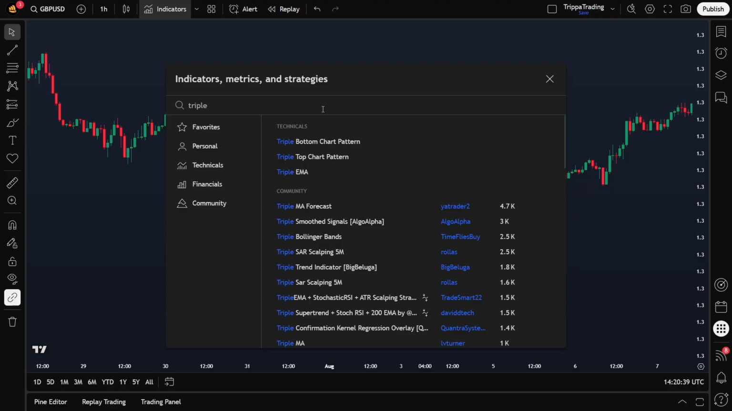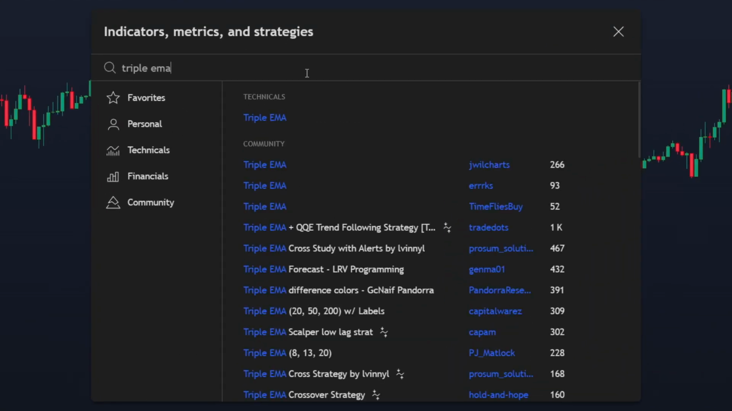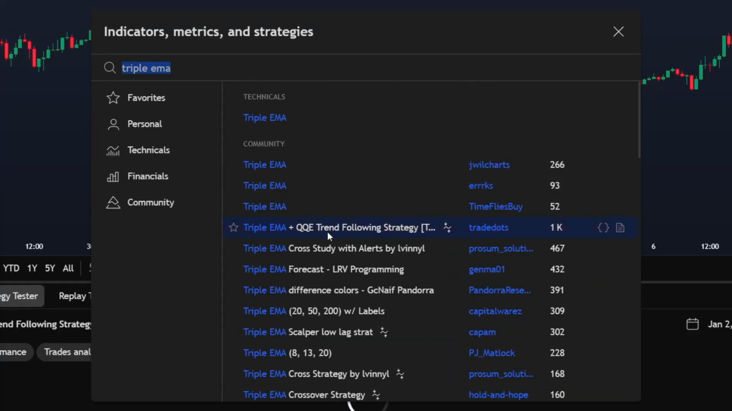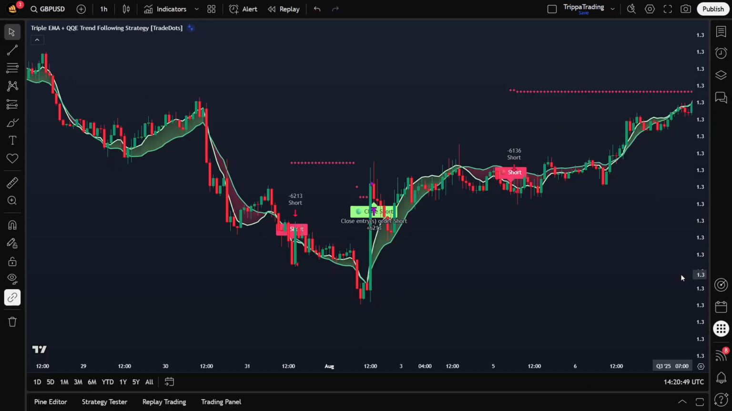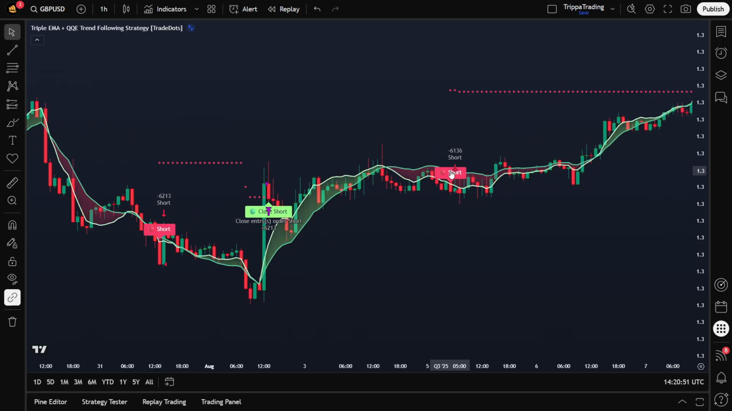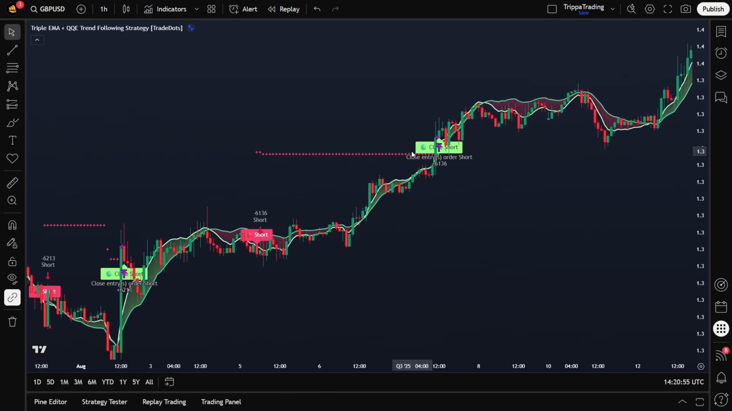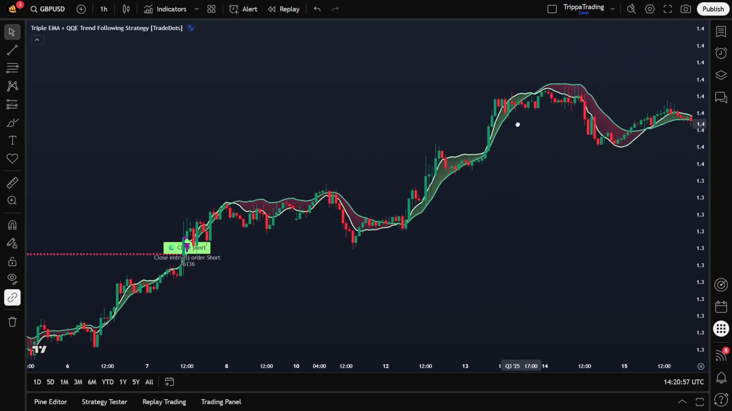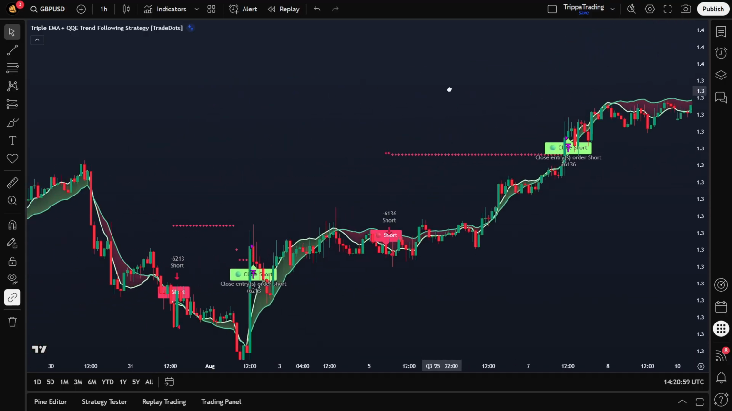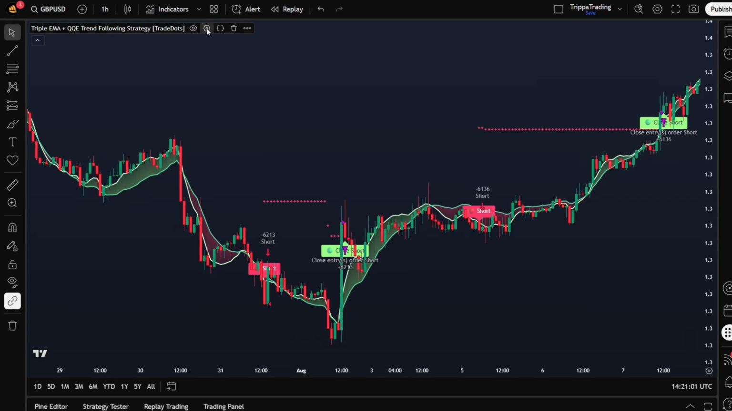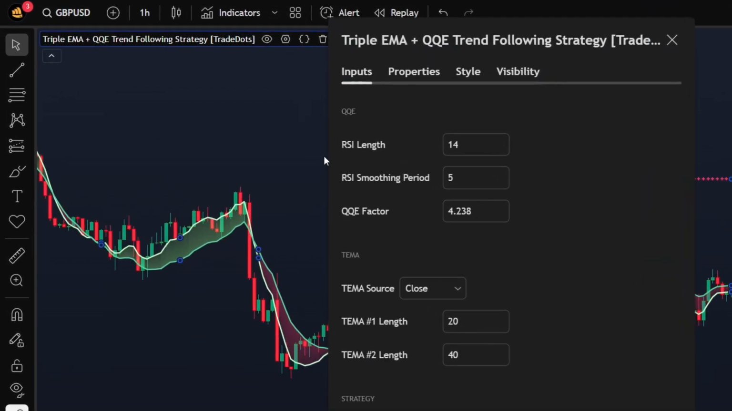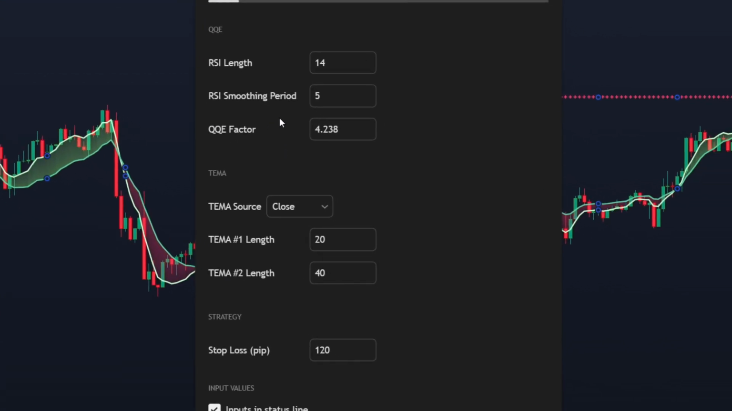The next indicator I want to show you is called the EMA QQE trend following strategy. It is the one created by tradeiq. On default settings, this strategy has about a 51% win rate, which already makes it decent. But by tweaking the settings, you can push that up a lot higher. So, let's open the settings. You can do that from here and make the changes.